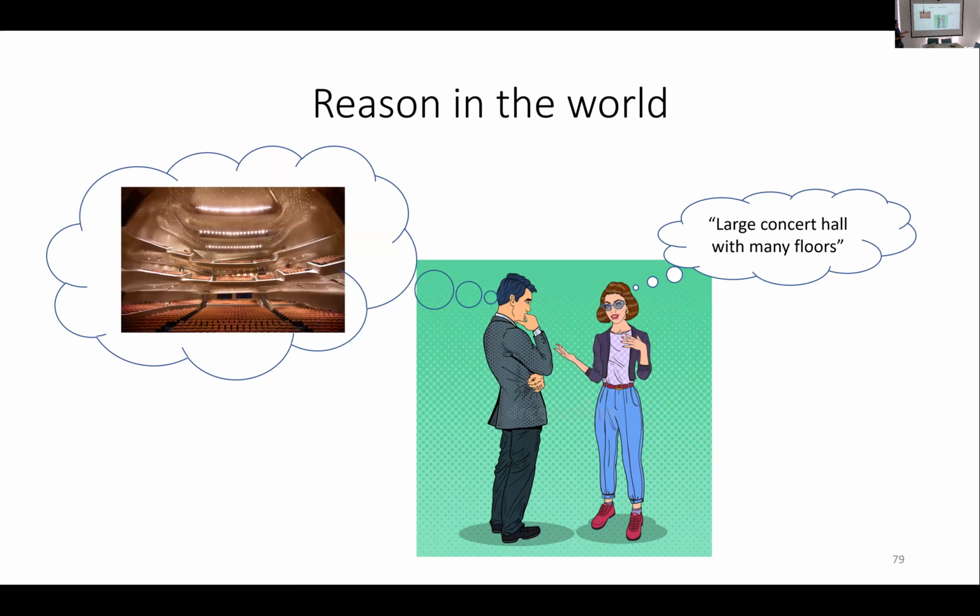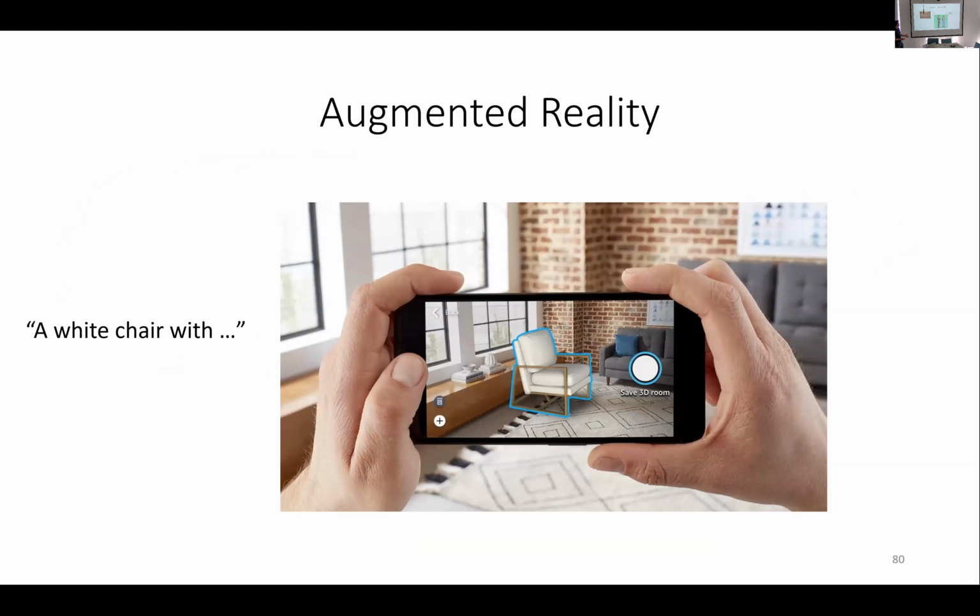Intuitively, at a very high level, imagine having a conversation with someone, and someone tells you about a large concert hall with many floors. In your mind, you can have a pretty good visualization, a 3D model of how this concert hall would look. In the context of augmented reality, imagine that you take a picture of an object, and now you want to manipulate it or change its style using some instruction.